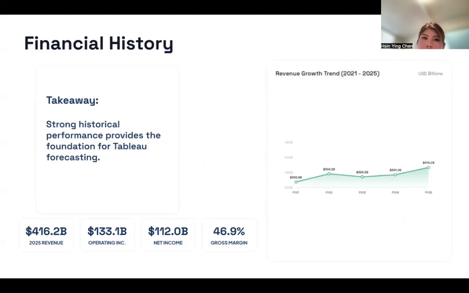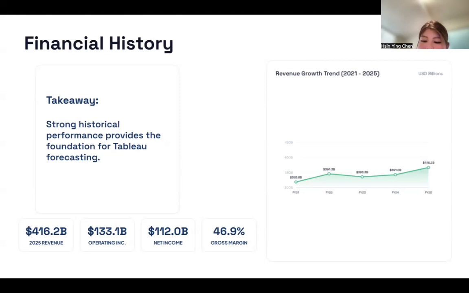For the next slide, I will talk about the financial history. So for Apple's financial performance over the past 5 fiscal years, we can see strong and stable growth trends. Revenue increased from about $366 billion in 2021 to over $416 billion in 2025. Although the revenue declined slightly in 2023 because of weaker consumer demand, the company recovered quickly and reached a new record in 2025.